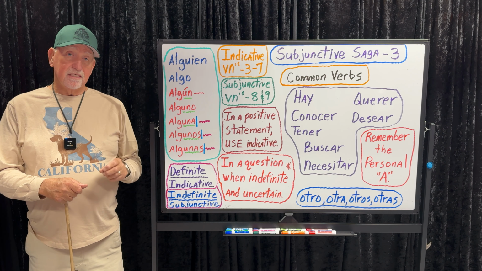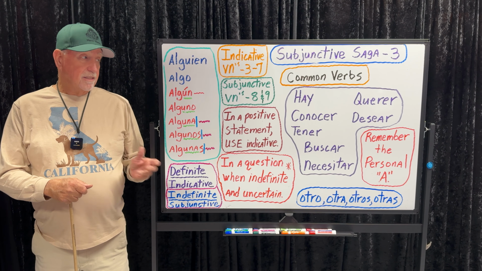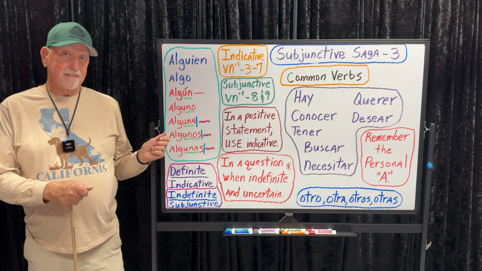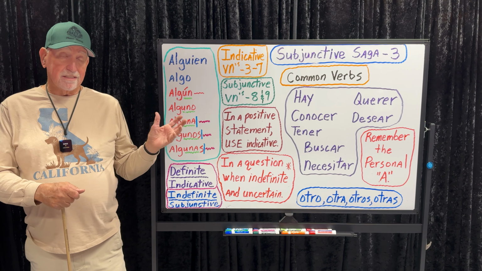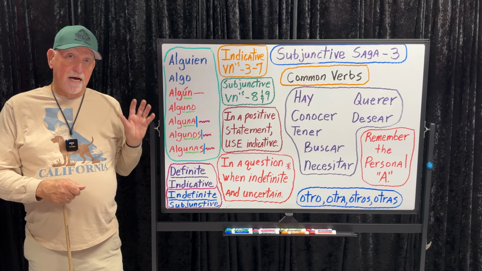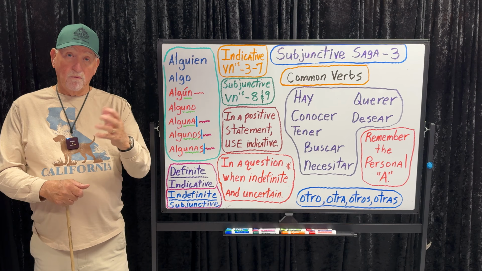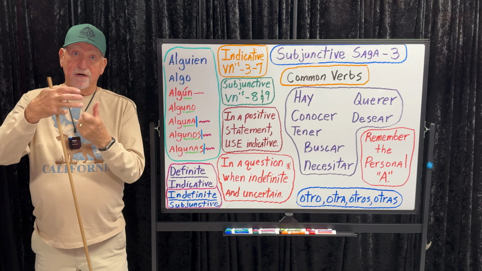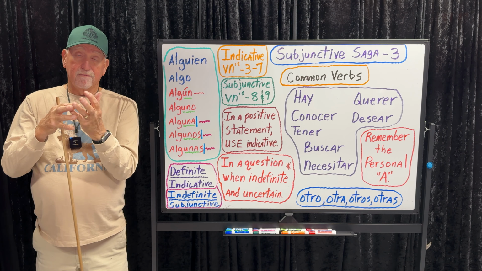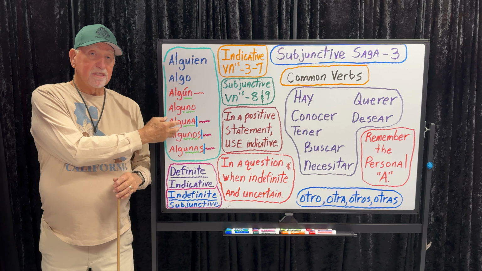Now, today's lesson is Subjunctive Saga number 3. This is like opening up Pandora's box. This is like the wild, wild west. Today's lesson has a lot of moving parts in it. It's like taking the case off of a watch and looking at all the gears in there twisting and spinning around. Well, it's not so much about conjugating.